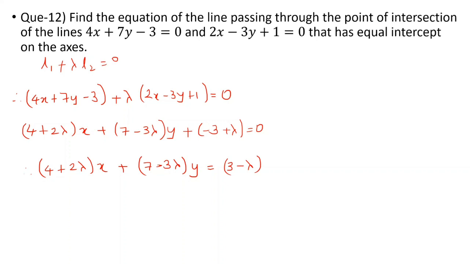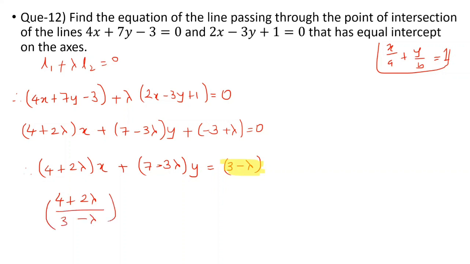Now the equation of a line which has x and y intercepts on the axes is given by x by a plus y by b equal to 1. I'm going to represent this line in this form. So what I'm going to do is I'll divide this line by this expression 3 minus lambda. So we get 4 plus 2 lambda upon 3 minus lambda times x plus 7 minus 3 lambda upon 3 minus lambda times y is equal to 1.